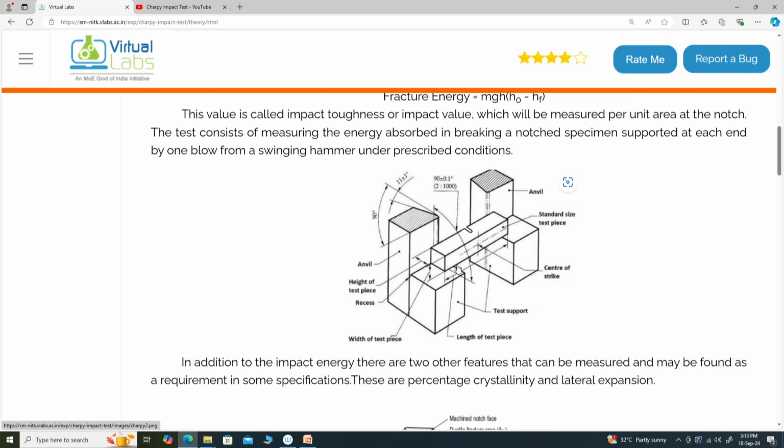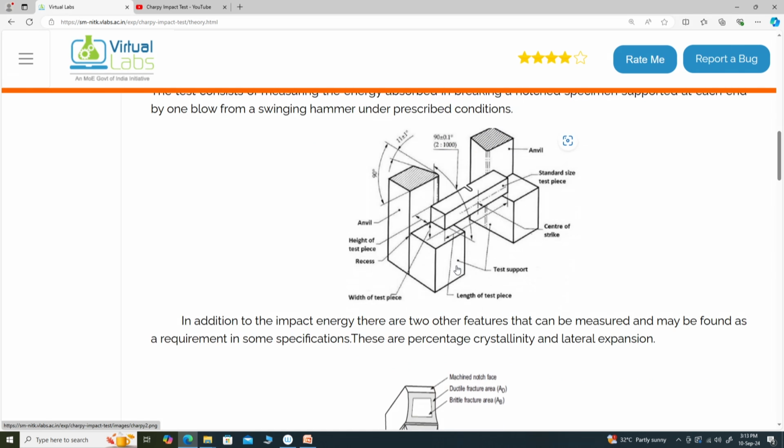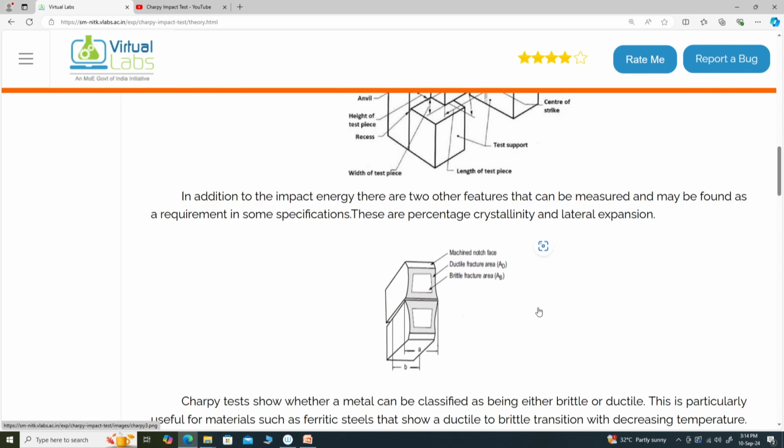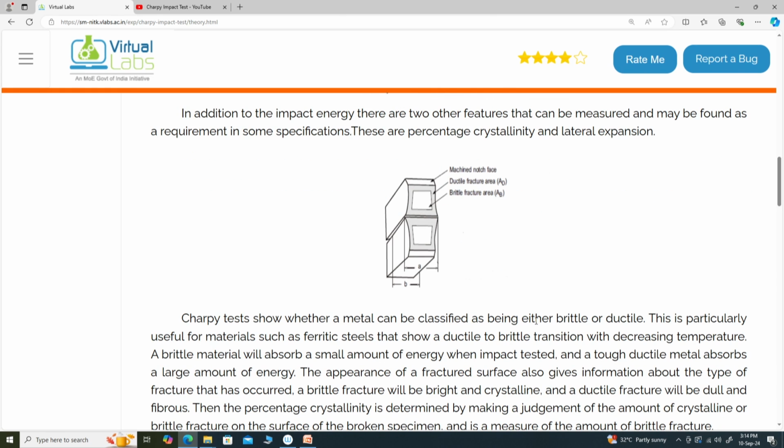Now the test supports are there, and the width of the specimens is all given here. The diagram is mentioning it very clearly. When you watched in the video the specimen getting broken, you saw there was a brittle fracture area, shown white here, and a ductile fracture area, shown grey here. Also you can see the A and B, or width of the specimen.